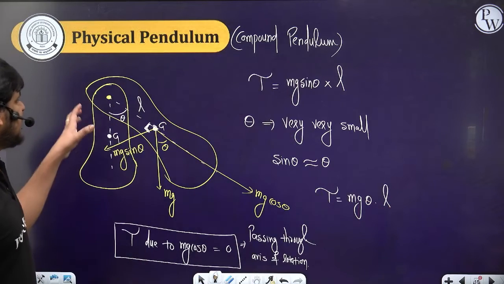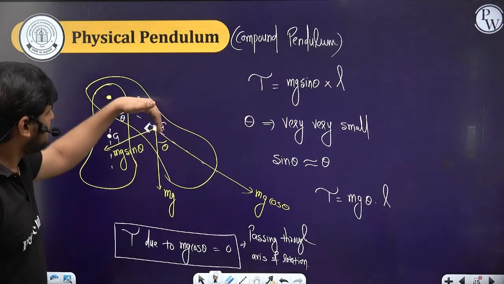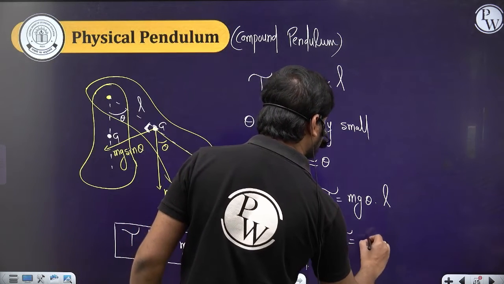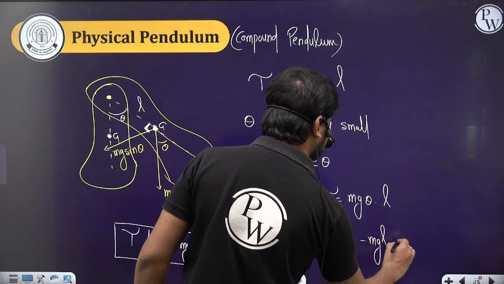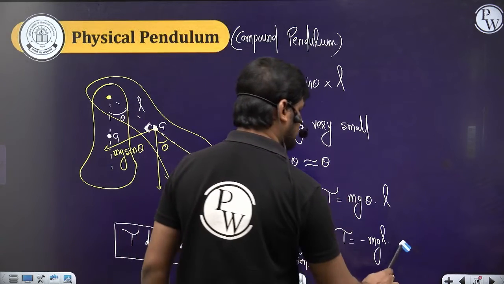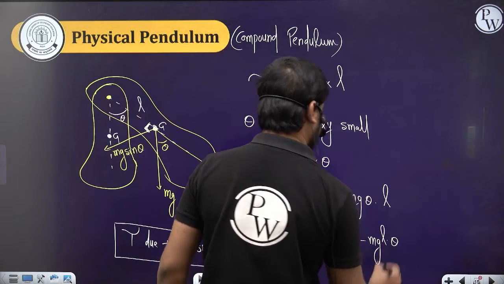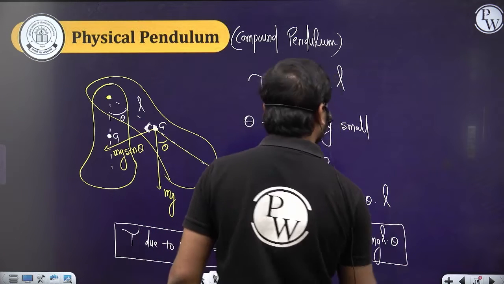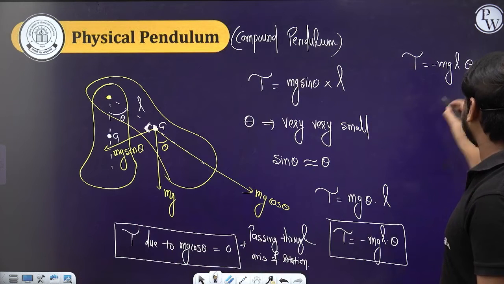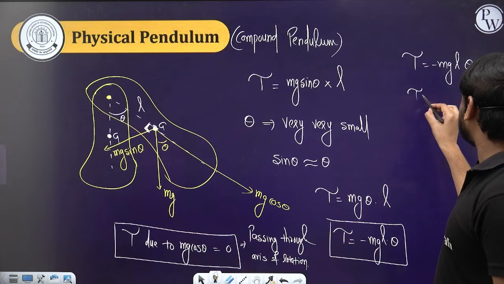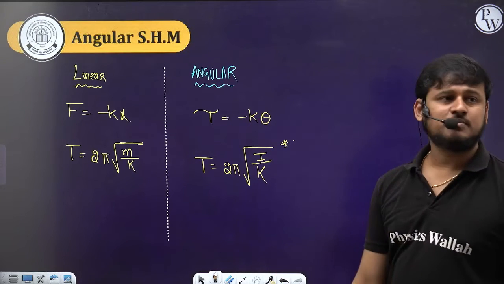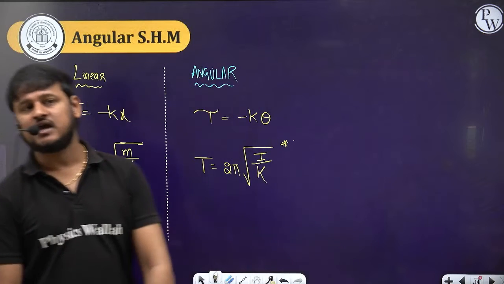Now, if you see that the angular displacement is to the right and the net torque is acting towards the left, I can write tau is equal to minus mgl theta, not sin theta, theta. If you compare it with torque equals minus k theta, we have to represent any restoring effect in the form of torque equals minus k theta. This is in angular terms, right?